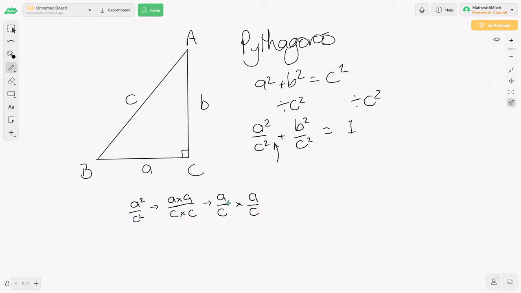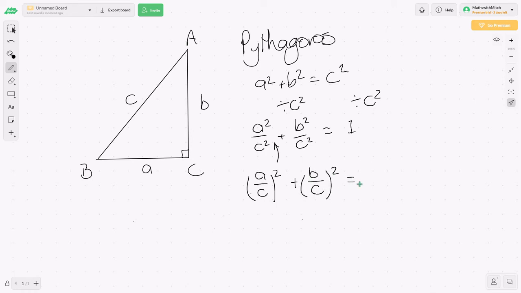And another way of multiplying the same thing by itself is to say a over c, and then we can square the whole thing. So that would be a over c times a over c, and you get the same result as a squared over c squared. So we can write that out in a different form. That gives us (a over c) squared plus (b over c) squared equals 1. So that's the first result we want if we're deriving the fundamental identity. That's what we get from Pythagoras.